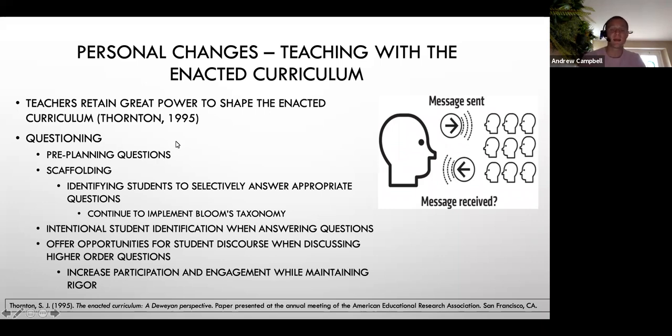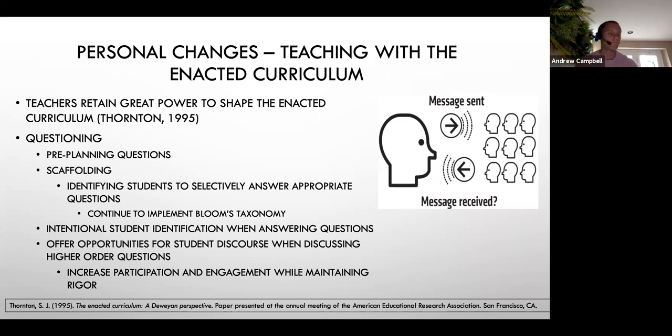Some of the things that the enacted curriculum that I discovered was the idea of pre-planning questions. Before we're even teaching or before any misconception is brought out in class, we're thinking of what those misconceptions would be and how we can scaffold to make sure that we are giving students appropriate questions. Of course, focusing on doing things like implementing Bloom's taxonomy, Webb's depth of knowledge. We want to make sure that we have intentional student identification when answering questions.